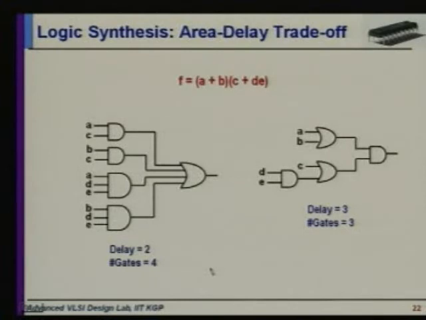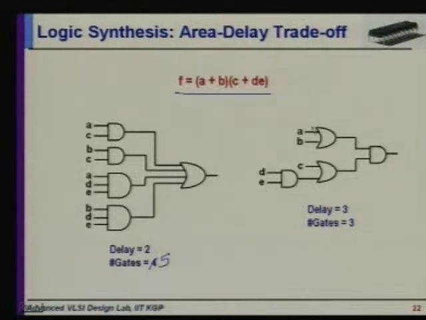You will see the area delay trade-off in the lower level logic synthesis also. For example, this is the same circuit, F is A plus B times C plus DE, that is, A or B and C or DE. This is an implementation of this logic using 5 gates, and the delay is 2 because this is one stage, this is one stage. So in terms of the number of gate stages, the delay is 2.